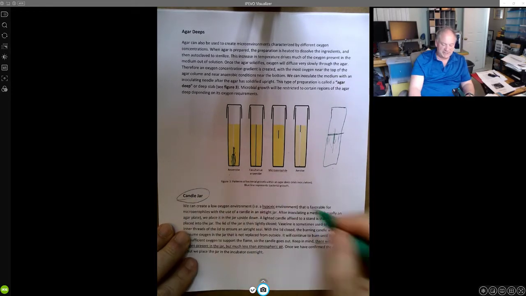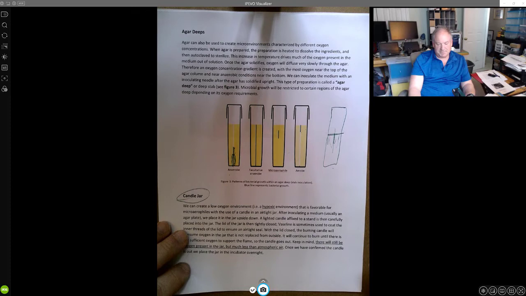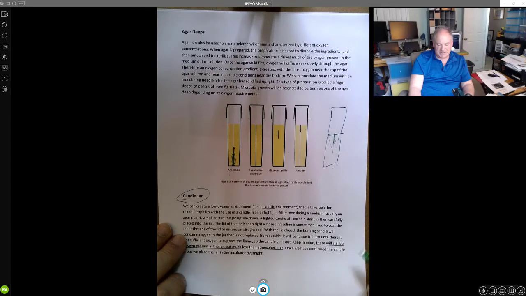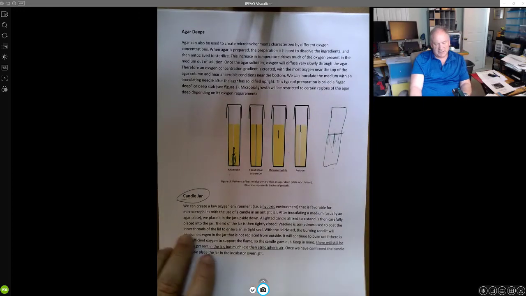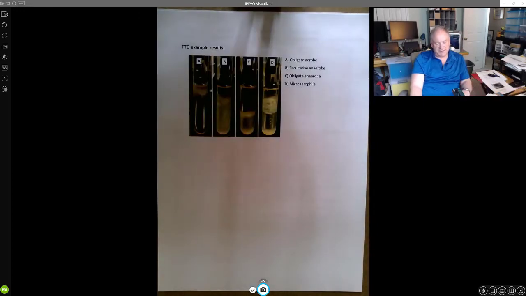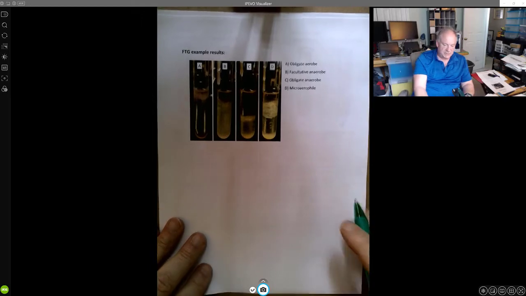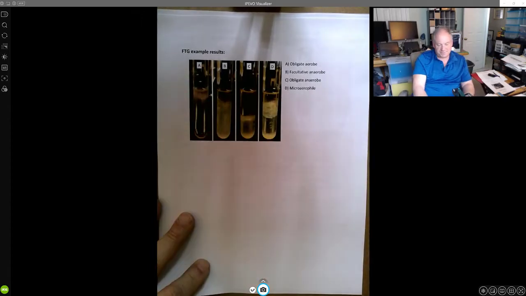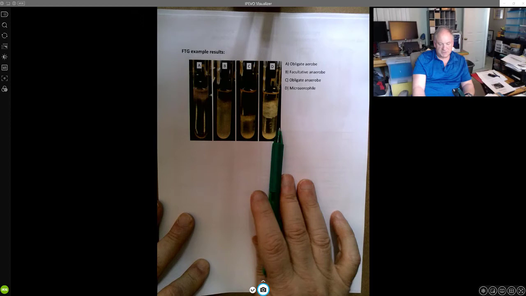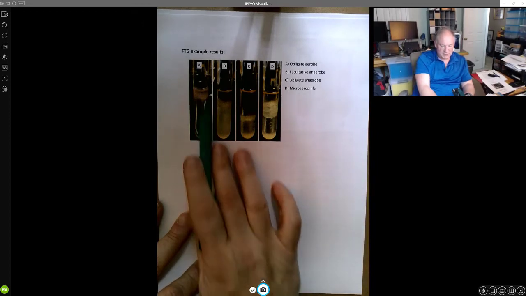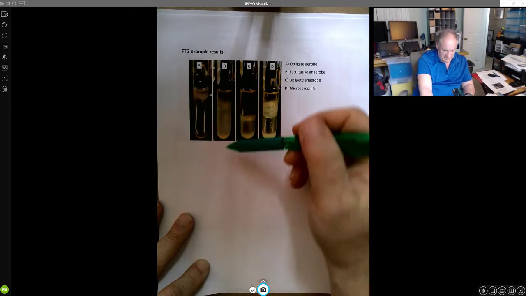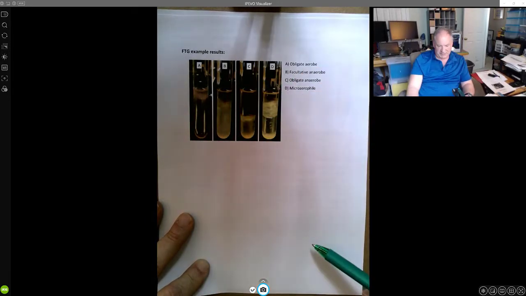A candle jar is the cheapest. It's a big glass jar with a metal lid on it, and then you put a candle in there, and the candle burns until it doesn't have any more oxygen. Then you know it's anaerobic, and then you can have plates in there growing and that sort of thing. So here's your standard tubes with a little reservoir at the top there, and you can see the microorganisms grow. Here's your obligate aerobe. In other words, it has to have oxygen. Facultative anaerobe pretty much grows throughout the tube.